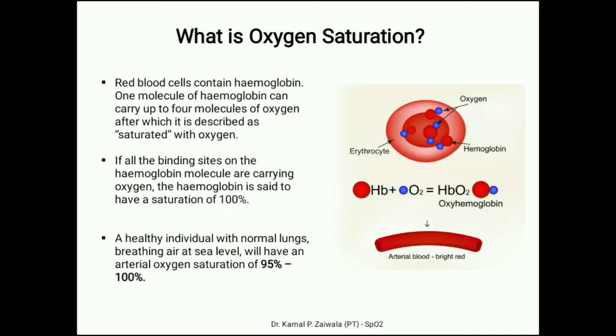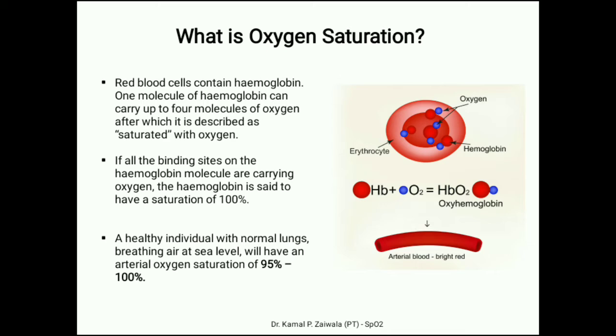The red blood cells contain hemoglobin. One molecule of hemoglobin can carry up to 4 molecules of oxygen. If all the binding sites on the hemoglobin molecule are carrying oxygen, that is, all 4 sites are bound with oxygen, then the hemoglobin is said to have a saturation of 100%.